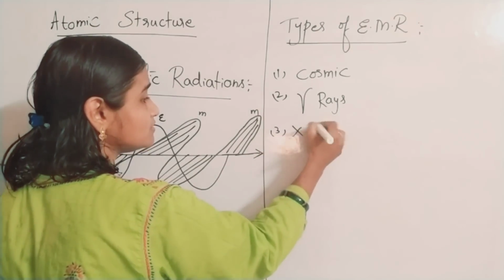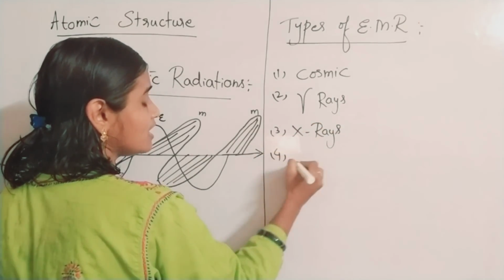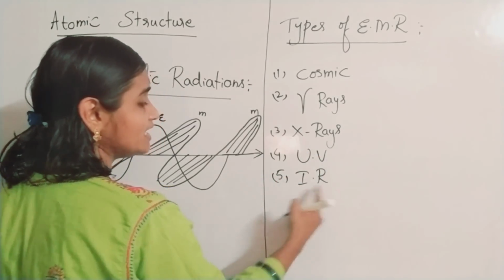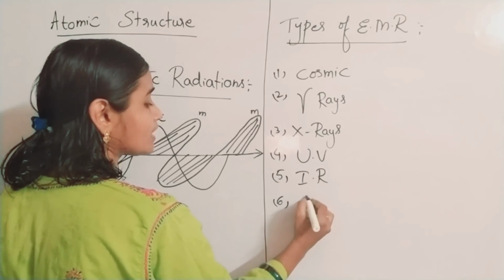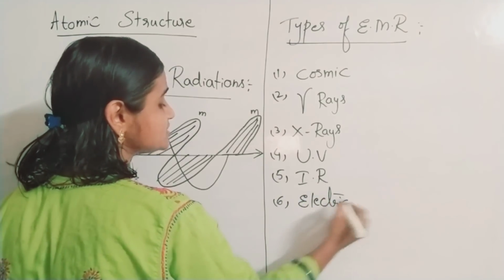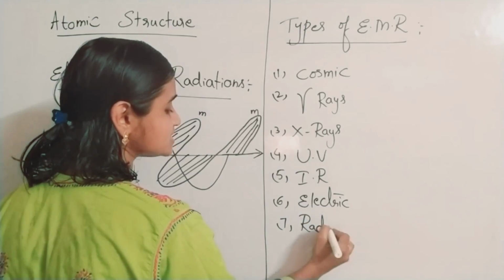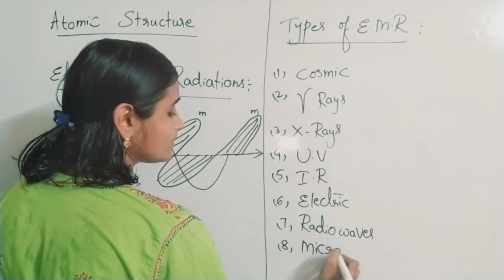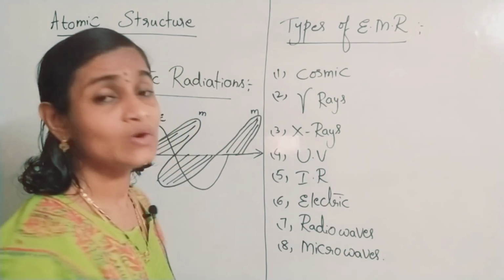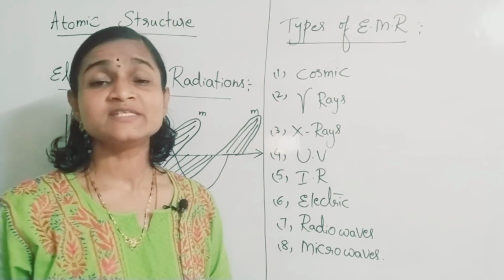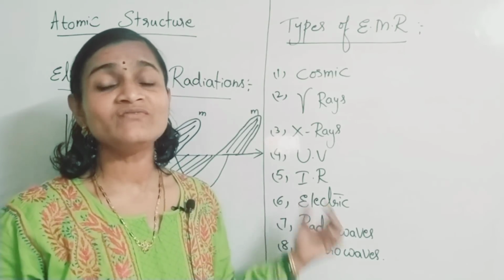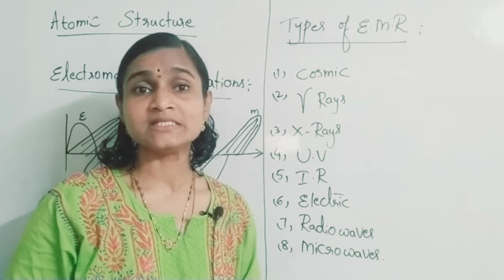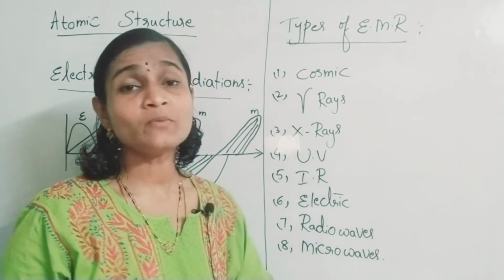Okay, X-rays, you have heard about these X-rays. And then UV rays, infrared radiations, IR radiations, and then electrical waves, radio waves, and then microwaves. Like this you have lots of electromagnetic radiations. Based on the wavelength range exhibited by them, each one of these types of radiations has its own importance. In different science fields we are using electromagnetic radiations.